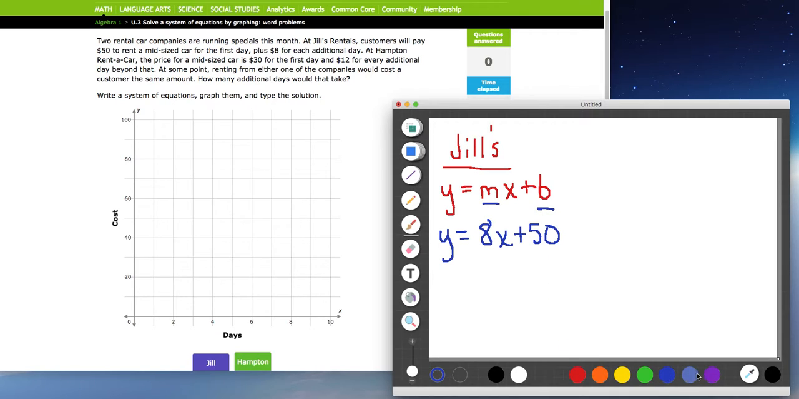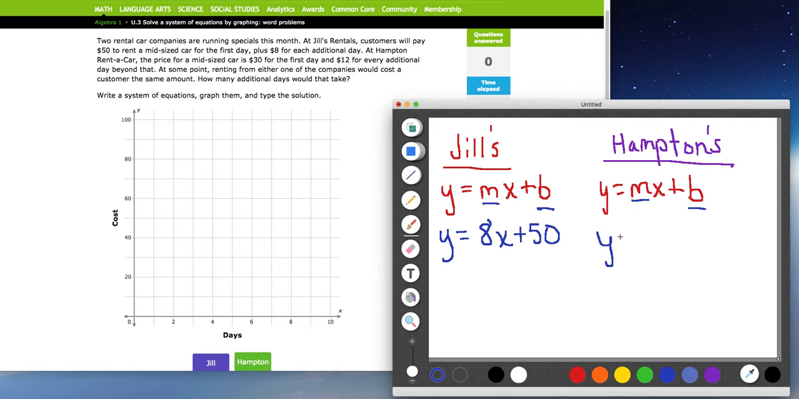All right, and now let's see what the other place is called, Hampton's Rent-A-Car. So same thing here, we're going to start with the y equals mx plus b format because it's a linear equation, and the slope, the rate of change, in this case is going to be how much they charge every day. So this one is $12 per day.